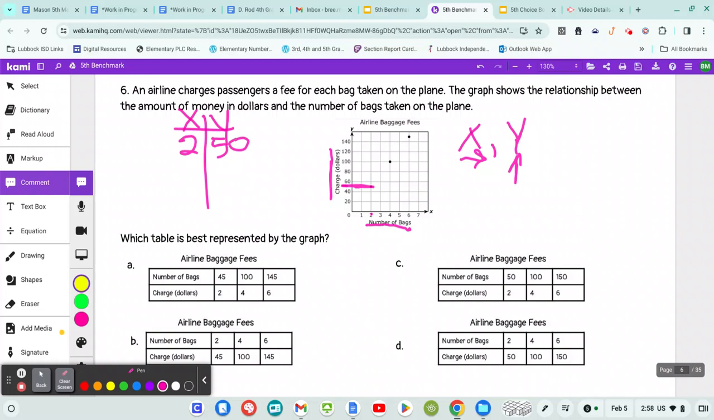Okay. Look at the next one. This one went over to 4 and it went up to 100. That one was easy because it was right on a line, right? Okay. Look at the last one. We went over to the 6 and we went up. Oh, boo. This one's floating too. It's just above the 140.